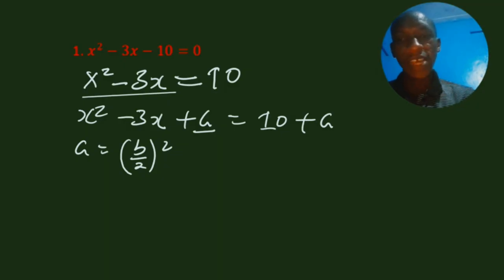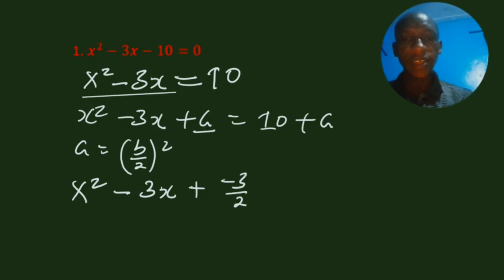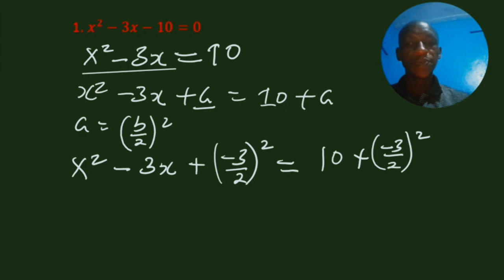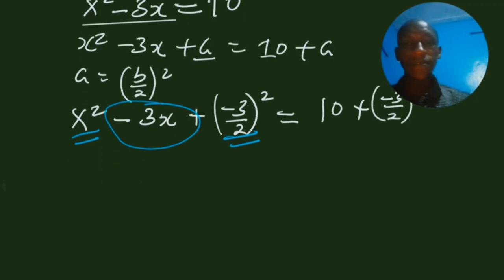So we shall have x squared minus 3x plus c, where c is b over 2 squared, and in this case our b is negative 3. Divide that by 2 and then square it, equal to 10 plus, whatever you have done on the left side, do it on the right side. So this side will also be negative 3 all over 2 squared. Now pick the terms with squares and put them in one bracket on the left side and then square them once. Now forget about the middle part.